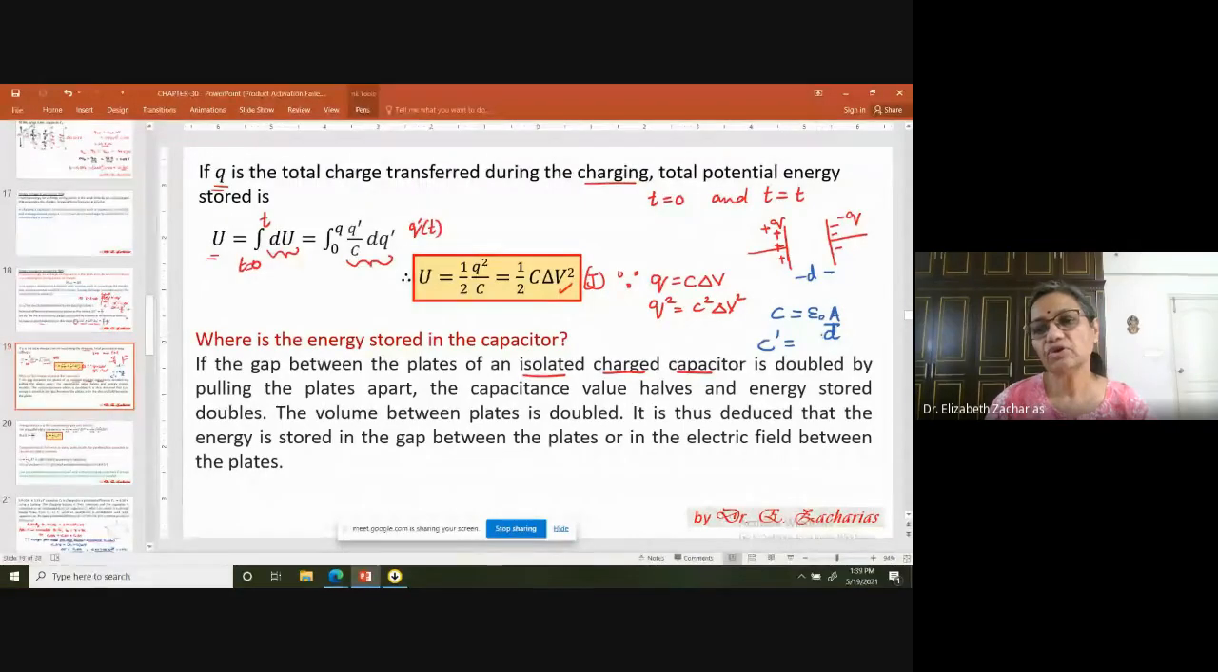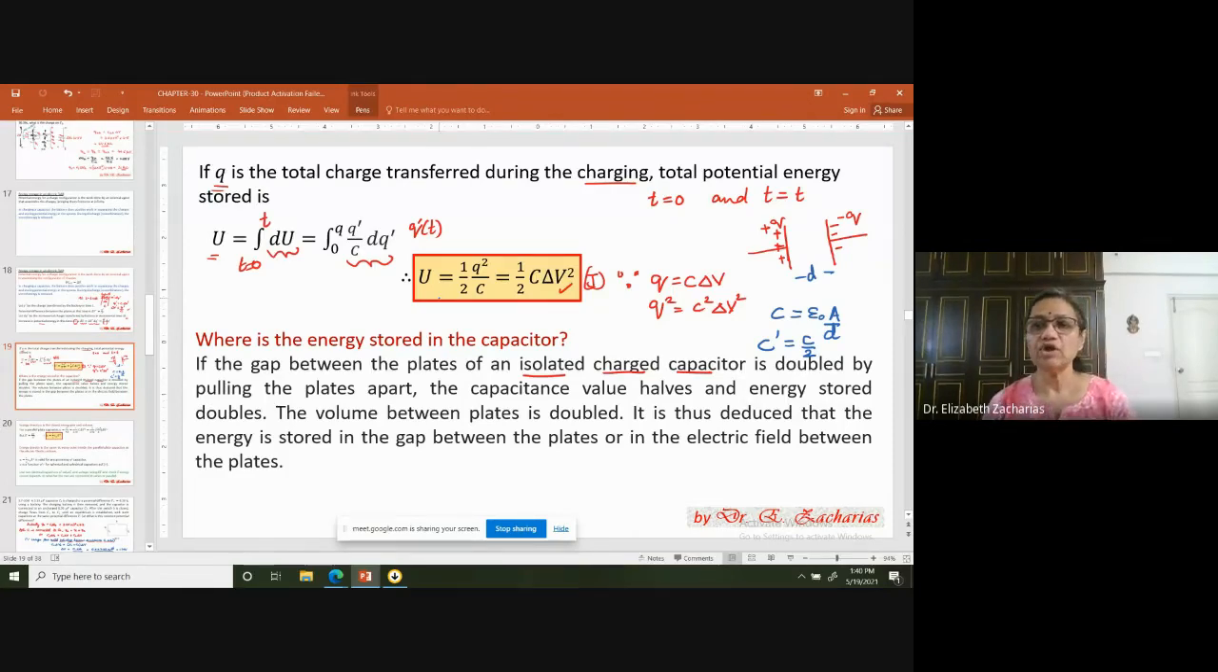Denominator becomes 2D. Therefore, what happens to the capacitance value? The capacitance becomes half. Okay, and you can see that because it is an isolated capacitor, you just used your hand and pulled it, but then there is no other conductor which is going to take away the charge on the two plates. Therefore, Q on the plates remains. The charge on the plates will remain, it doesn't change.